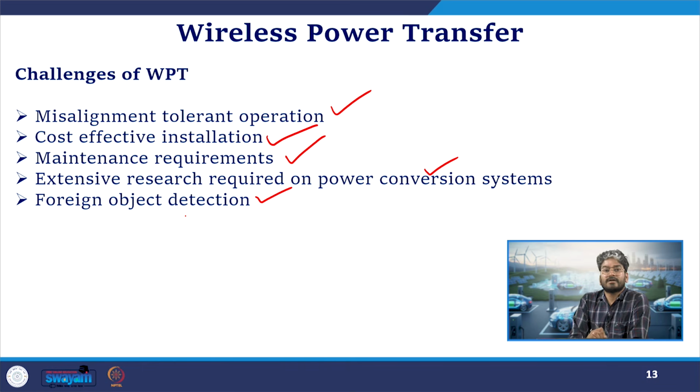Object detection. Suppose I have a transmitter coil, and instead of the electric vehicle some other object has come into the picture. I have to detect that and I should not send any power, or else there can be some hazard.